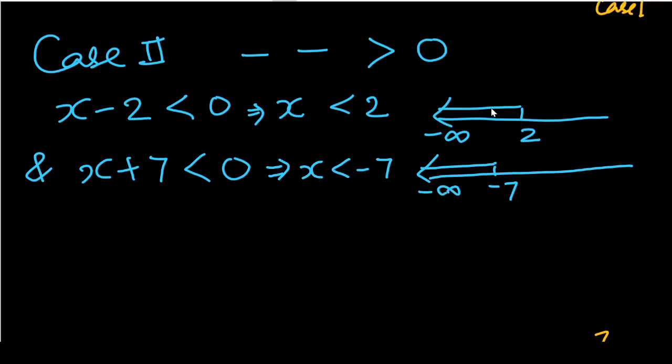Now we will take again the AND of these two, and now as you can see here, if you take AND of these two, okay, from 2 to -7, what I mean is this, guys.